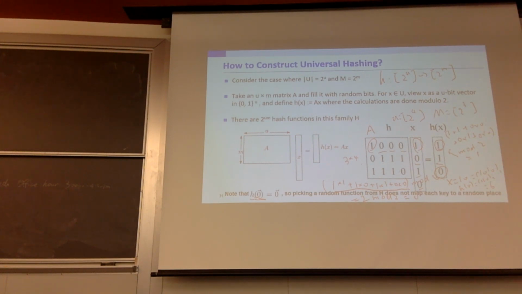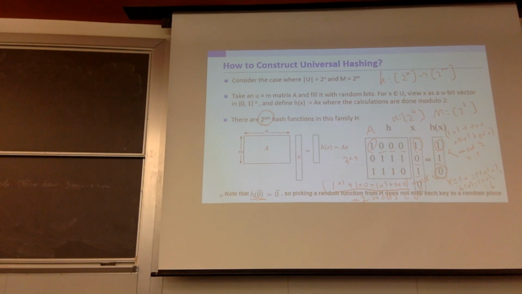So far, so good. The next thing is to prove that this is actually a construction of universal hashing. Our space of hash functions is all the random matrices A that have random bits in each of these entries. The size of this matrix is u times n, so you have in total 2 to the power of un hash functions in this hash family.